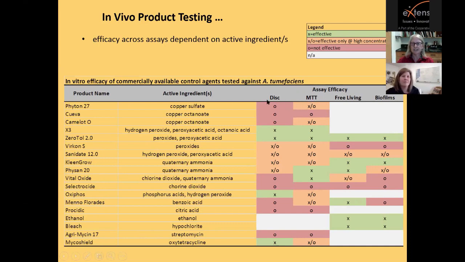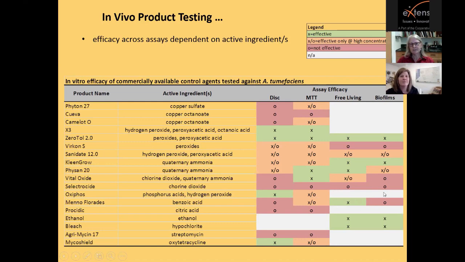One, we looked at how effective the product was on a solid medium, where it diffuses into an agar and inhibits the bacterial growth. We also used an assay with a liquid medium. And then we looked at the effect of these products on bacteria in a liquid suspension and those in biofilms. Biofilms are very cohesive and difficult to disrupt bacterial environments. It's sort of like a little bacterial city.